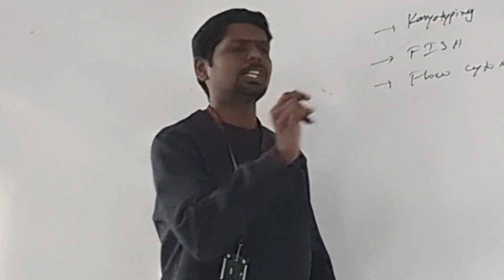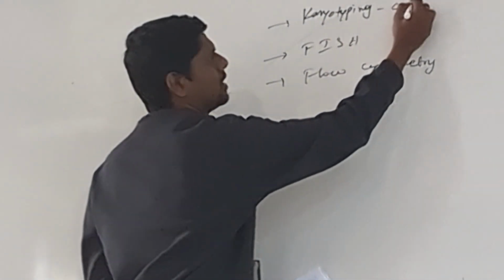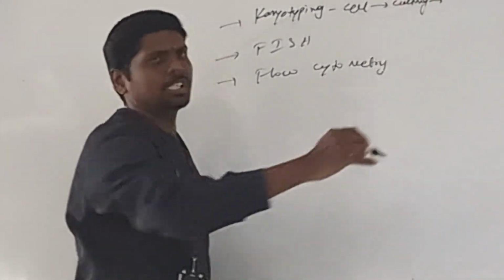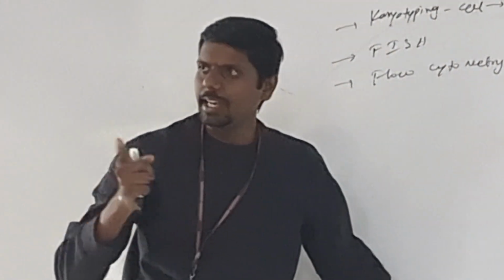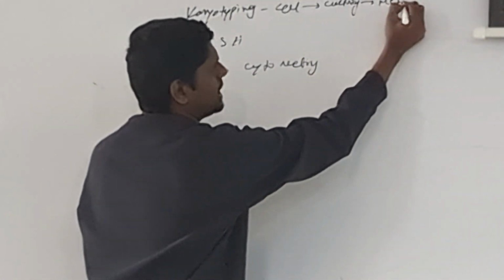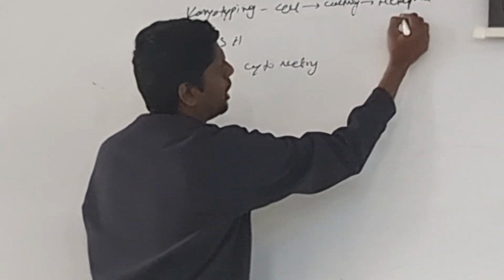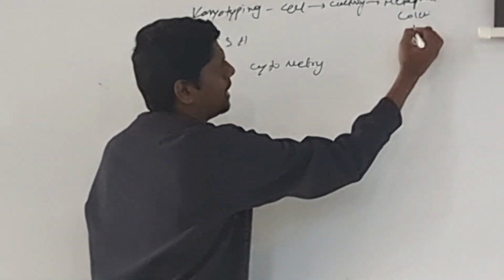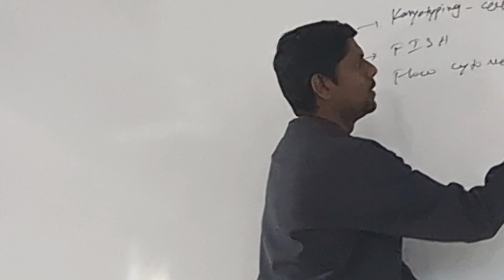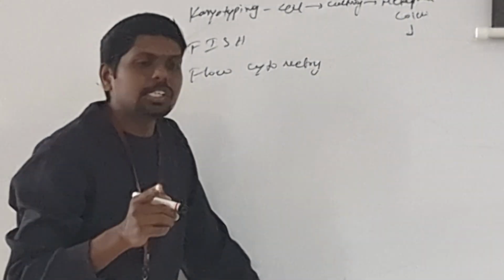So simple. First we are taking the cells. When we are culturing them, culturing will allow the cells to divide. When they are dividing, we are arresting them in the metaphase. We take colchicine, right? After that we are going for staining. I didn't say this previously.